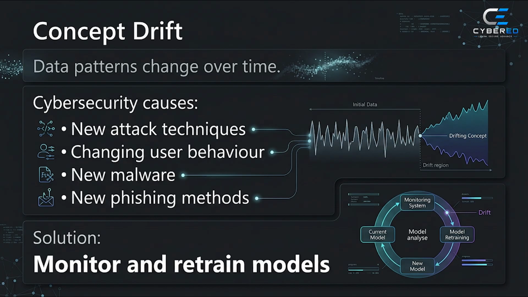Concept drift happens when the real-world patterns a model learned begin to change. This is extremely important in cybersecurity because attackers constantly change their techniques. For example, a phishing model trained on last year's emails may struggle to detect completely new phishing styles. Models therefore need continuous monitoring and periodic retraining.